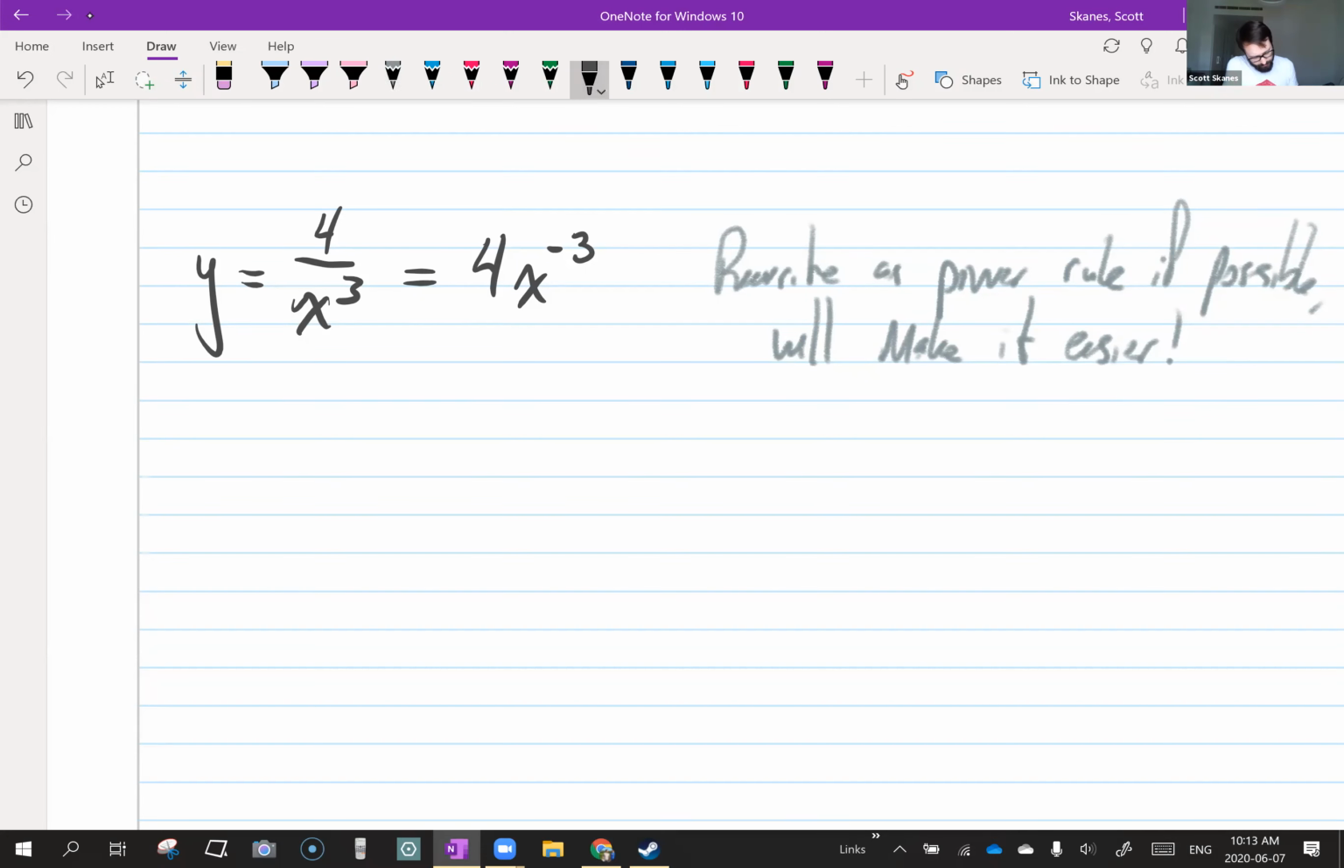So let's do the derivative. Do the derivative of this piece. The negative 3 comes down, multiplies, becomes negative 12. And then we reduce the power by 1. What's negative 3 minus 1? Well, it's negative 4. Which, if we simplify that one step further, we get this.